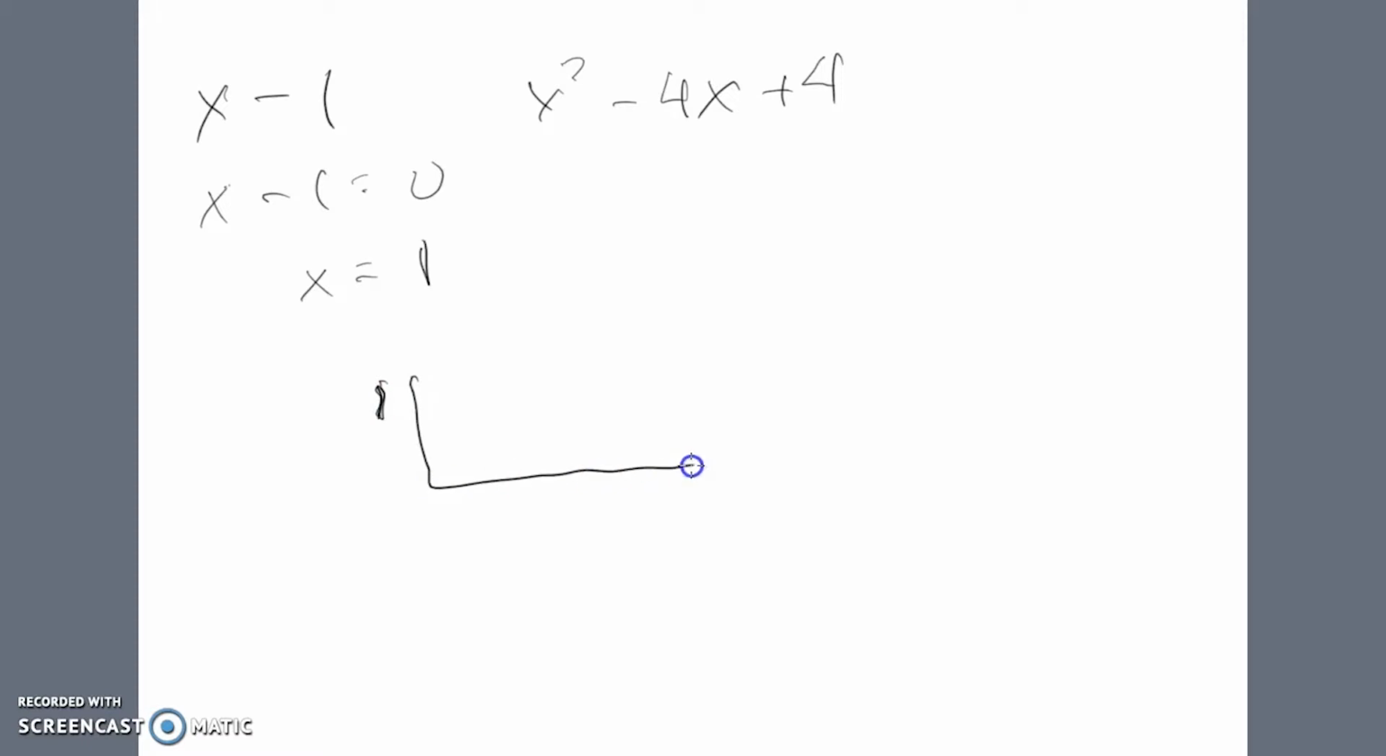Again, we have x minus 1 and x squared minus 4x plus 4. So our test root in this situation, since it's x minus 1 equals 0, our test root will be x equals 1. So you place that outside the synthetic division bar while you place the coefficients of the polynomial inside.